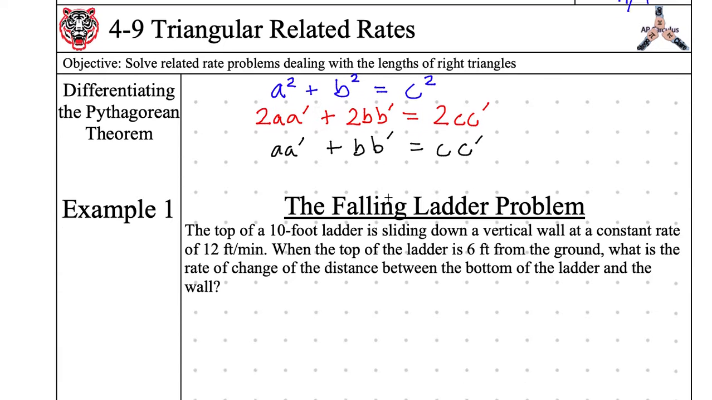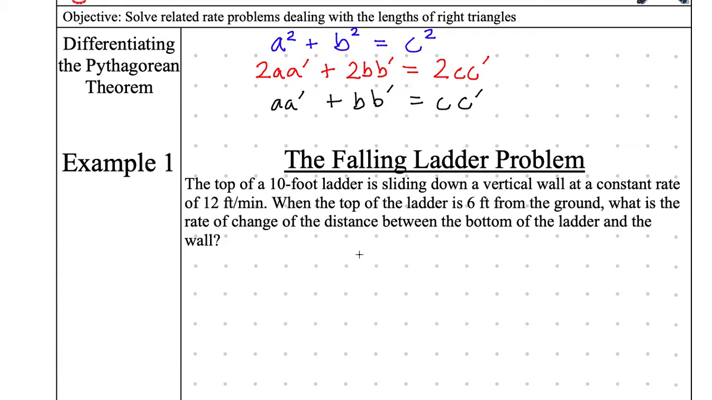All right, so who wants to read example 1? The top of a 10-foot ladder is sliding down a vertical wall at a constant rate of 12 feet per minute. When the top of the ladder is 6 feet from the ground, what is the rate of change of the distance between the bottom of the ladder and the wall?